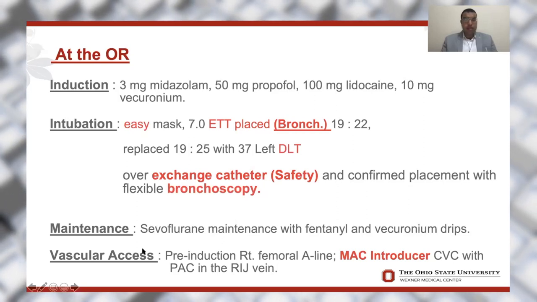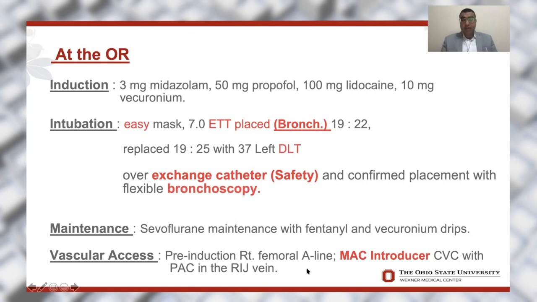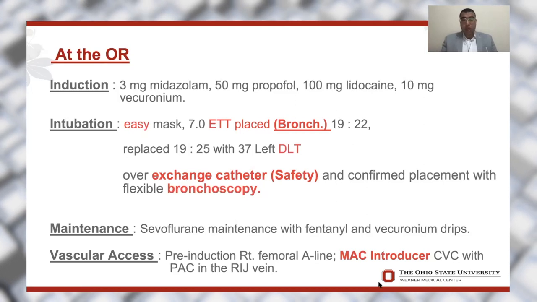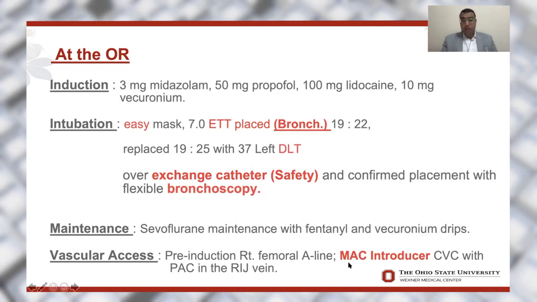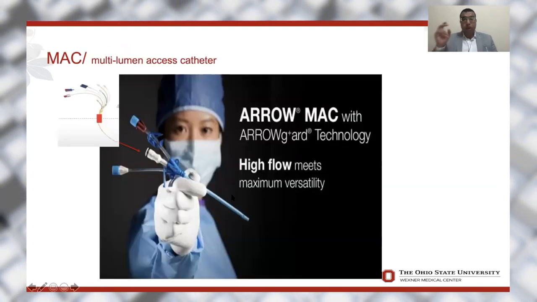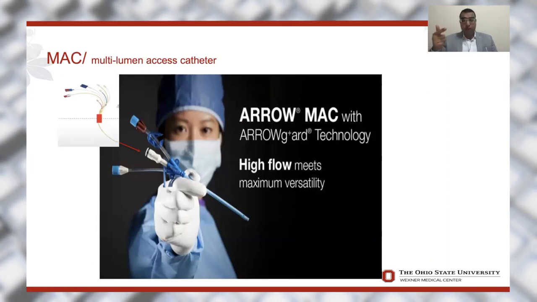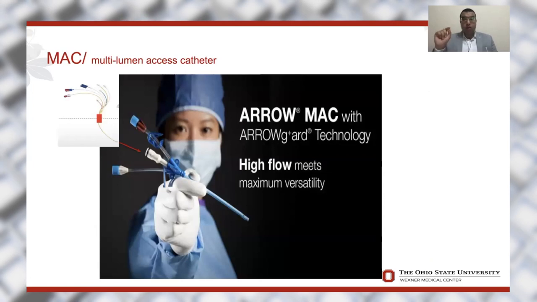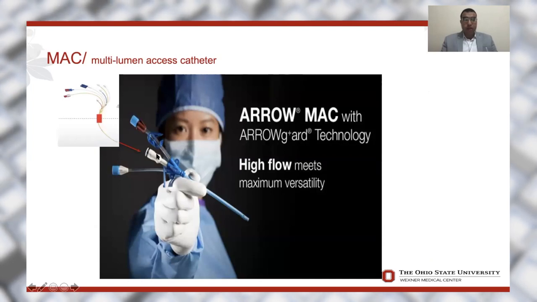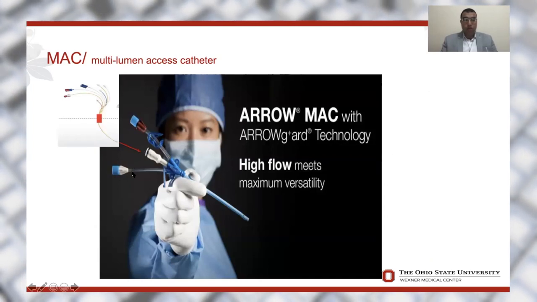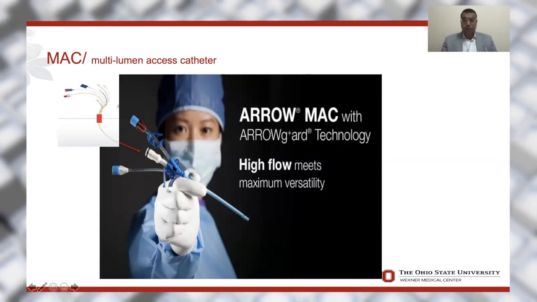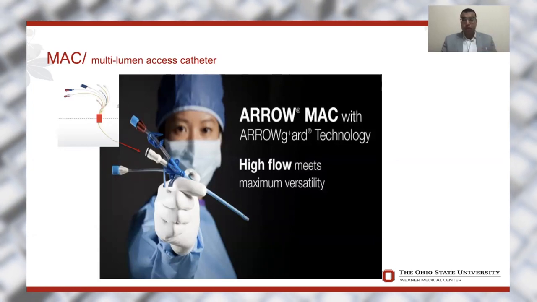Maintenance of anesthesia started, then they put in the vascular access. We said that you need a central venous line and you need a Swan-Ganz or pulmonary arterial catheter. This MAC introducer is a very versatile device. It's called a multi-lumen access catheter. Instead of doing two punctures, one for the central venous line, one for the pulmonary arterial catheter, you will do only one puncture, and you can insert the Swan-Ganz or pulmonary arterial catheter through this port. So you have two ports for the central venous line, and you have the Swan-Ganz through the middle port. So it's only one puncture, one bullet, and you get all the targets.